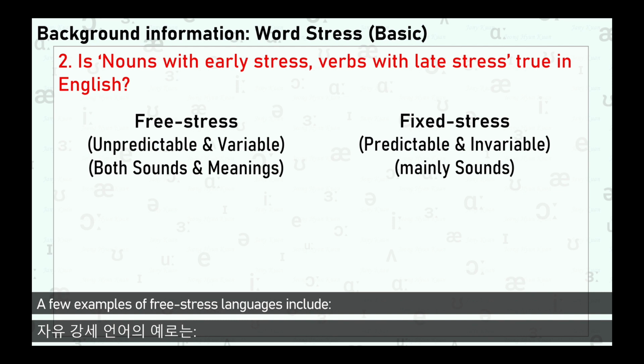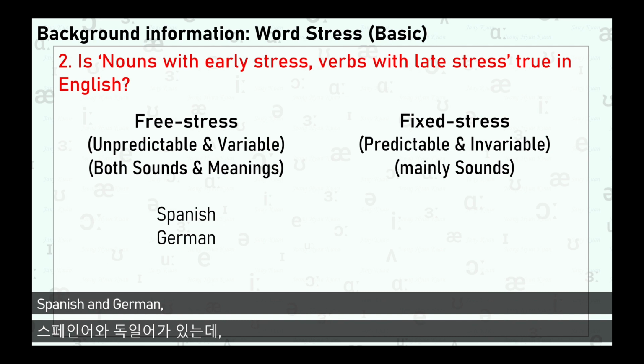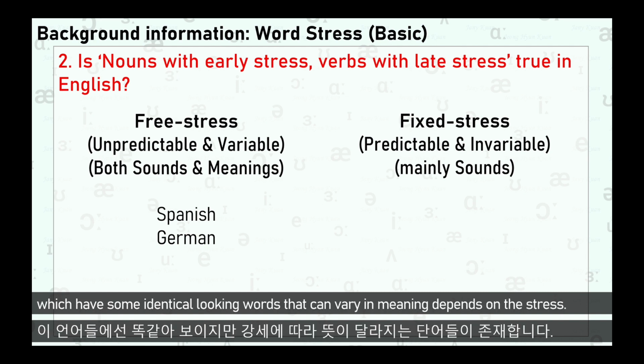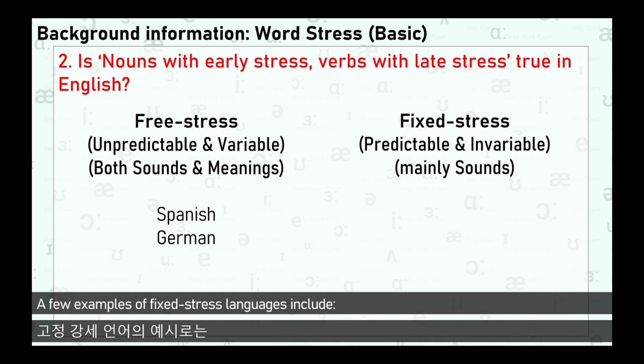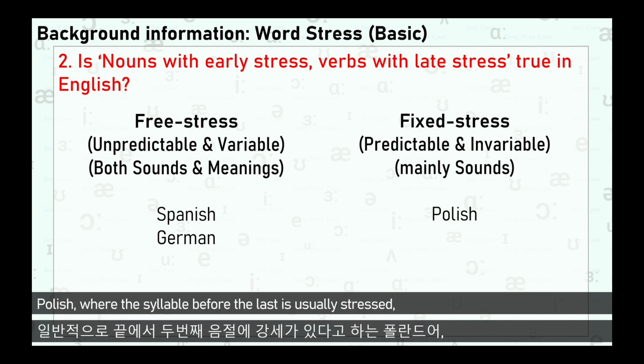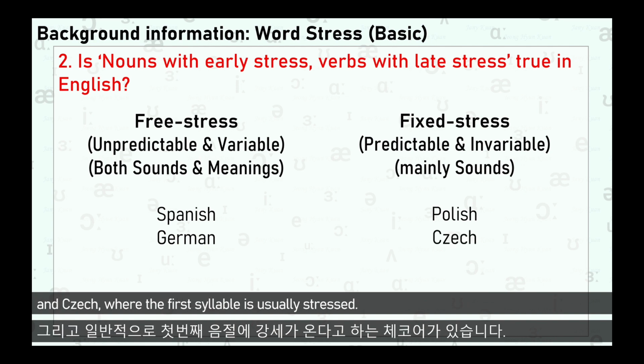A few examples of free stress languages include Spanish and German, which have some identical looking words that can vary in meaning depending on the stress. A few examples of fixed stress languages include Polish, where the syllable before the last is usually stressed, and Czech, where the first syllable is usually stressed.